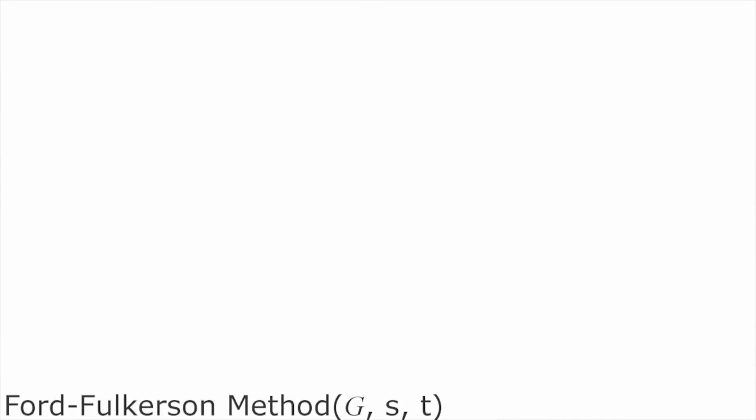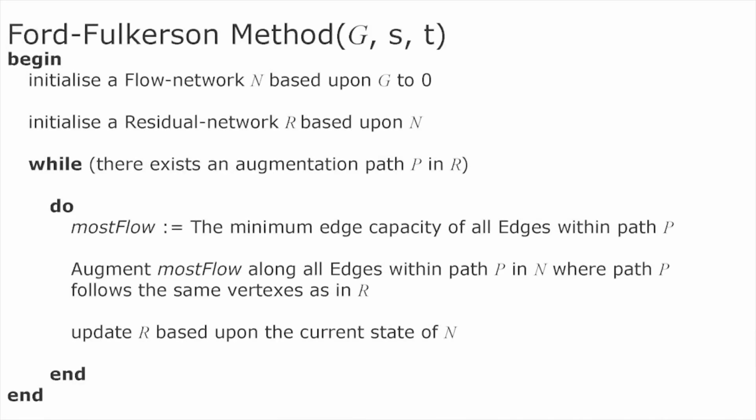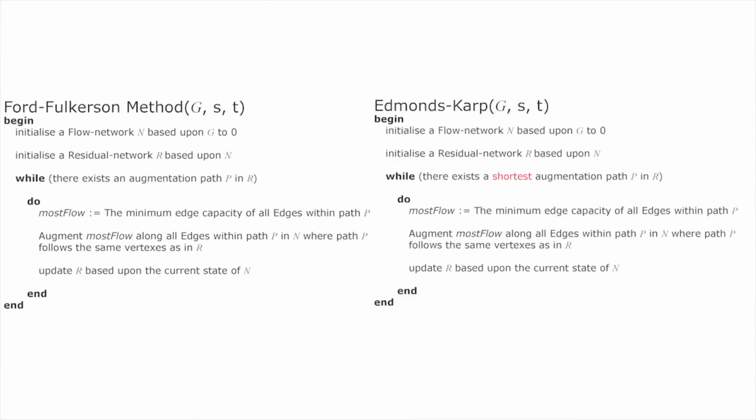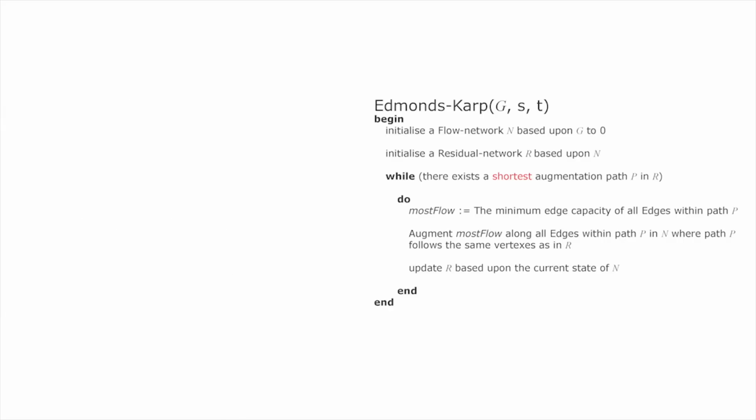It's worth mentioning that Edmonds-Karp is based off something known as the Ford-Fulkerson method. The Ford-Fulkerson method is nearly identical in every way to Edmonds-Karp. The only difference is that Ford-Fulkerson's augmenting path is any path, and Edmonds-Karp's augmenting path is always the shortest path.